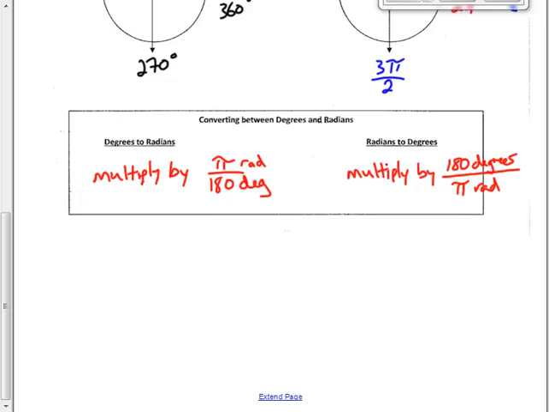Then why wouldn't we use 360 degrees? Well, you could use 360 degrees on the bottom when multiplying to go from degrees to radians, but then you'd have to put the equivalent on top, which is 2 pi radians. If you put 2 pi over 360, you can reduce that to 1 over 180. So there's really no point in doing that. We want to use the simplest form that we can, and the simplest form is pi over 180, or 180 over pi.